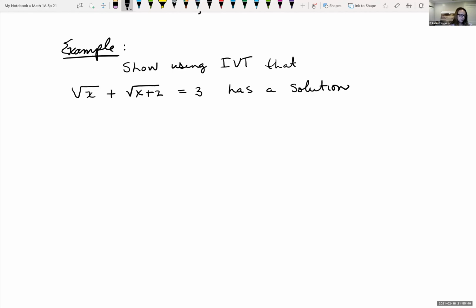So we're going to use what we just learned about the intermediate value theorem to look at this example. It says show using the intermediate value theorem that the square root of x plus the square root of x plus 2 equals 3 has a solution.